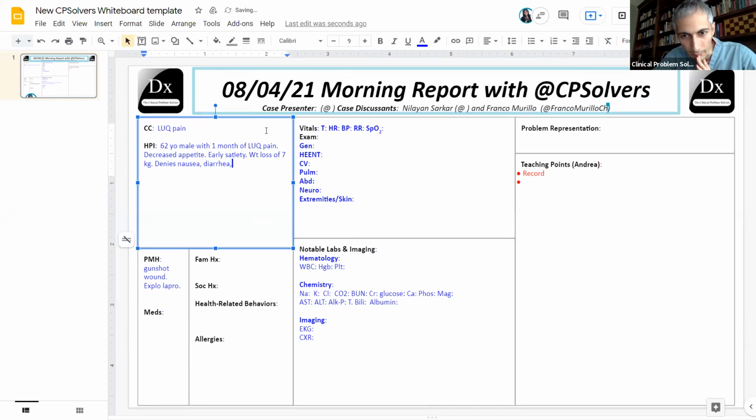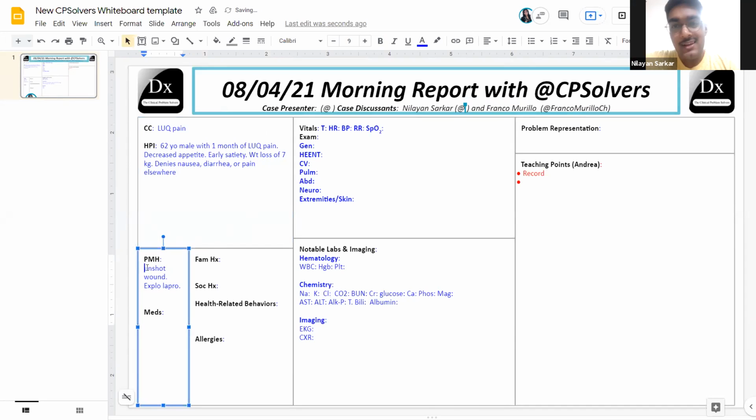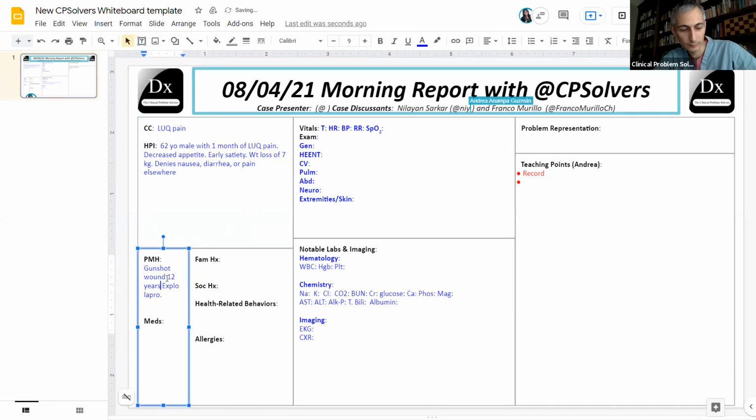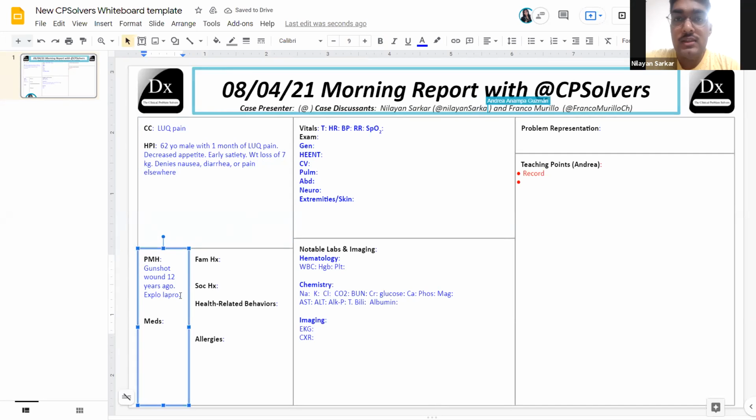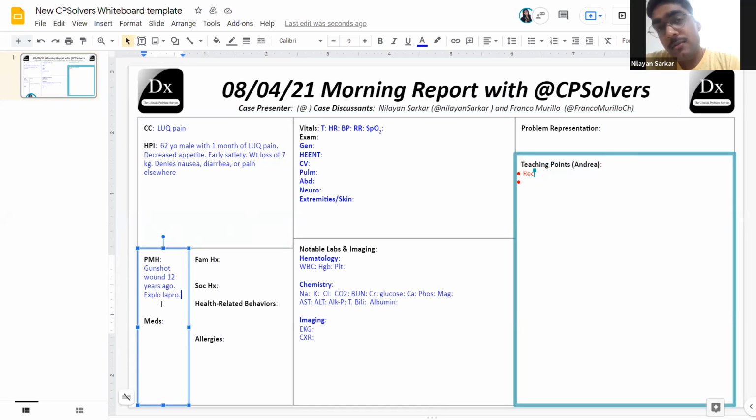Thanks, Steph. Nilayan, why don't you get us started? How do you think about left upper quadrant pain in general? And then maybe Franco, layer on some of the additional symptoms and history. So we have a 62-year-old male presenting with a one-month complaint of left upper quadrant pain. When I think of left upper quadrant pain, I would like to delineate it anatomically. In the left upper quadrant, we have the stomach, spleen, pancreas, diaphragm, lungs, pleura, the splenic flexure of the colon, and the intestines. A pathology with any of these can present with left upper quadrant pain. Also, it can be referred pain, so a pathology elsewhere can get referred to the left upper quadrant.